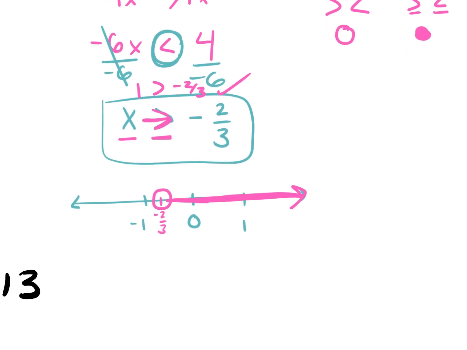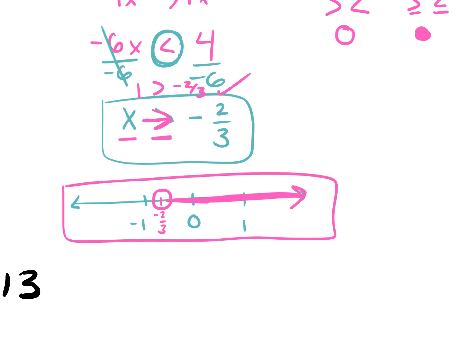Second way that we need to leave our answer, I guess third, because this would be the second, is we have to write this in interval notation. So in interval notation, we start with the smaller number. All right, so we start going from the left to the right. So the first number that we reach is negative 2/3. So I'm going to put a parentheses, negative 2/3. And then our arrow is going to the right forever. So it's going to go in the direction of infinity.